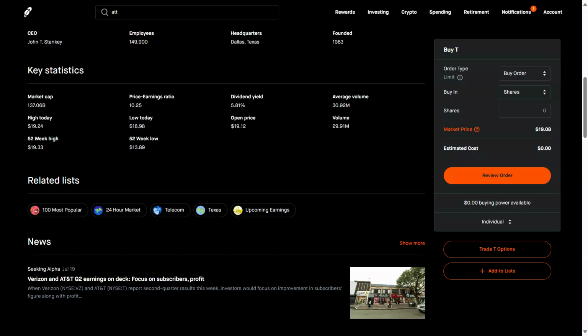We'll go through. Remember those numbers, right? The high for Friday was 1924. The opening price was 1912, and the low was 1898. And I said enter at 1884, that I would possibly look at that, right?